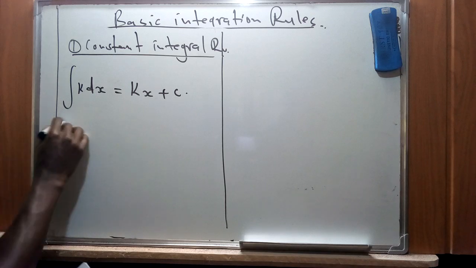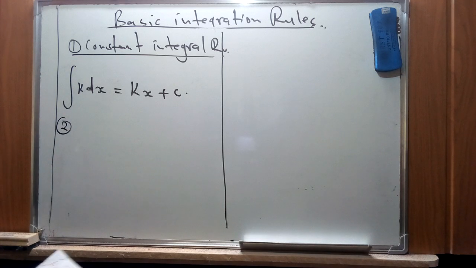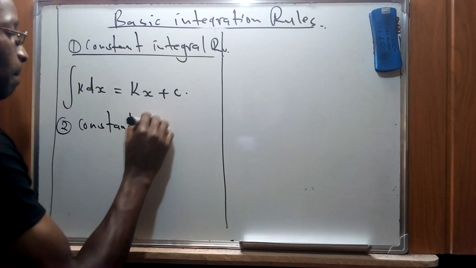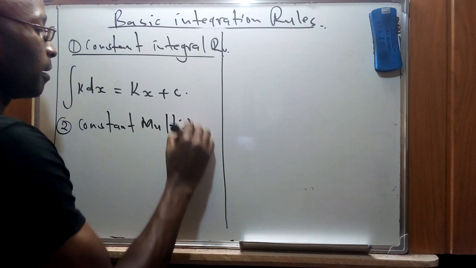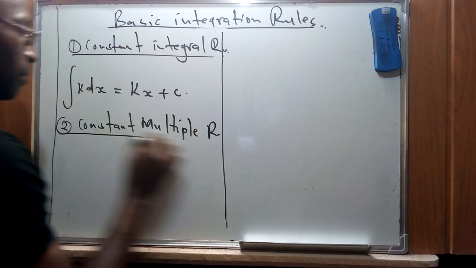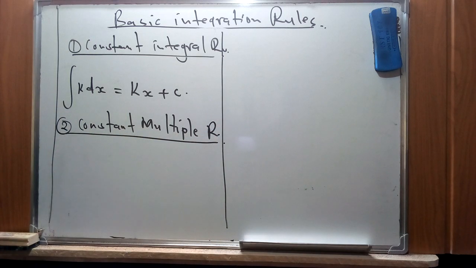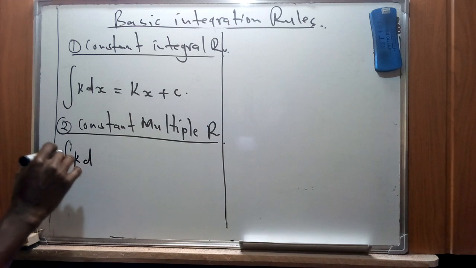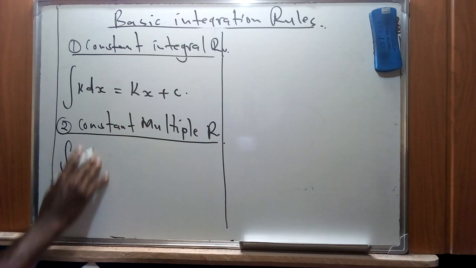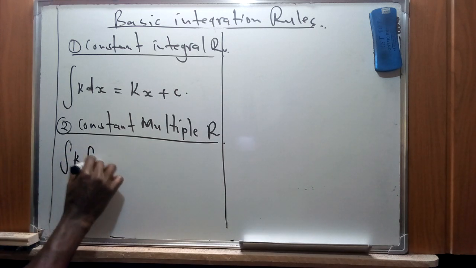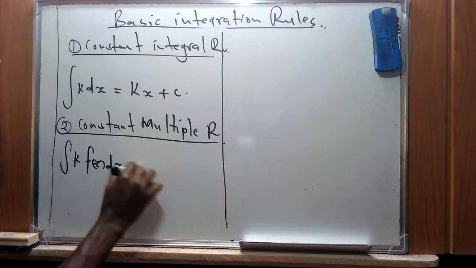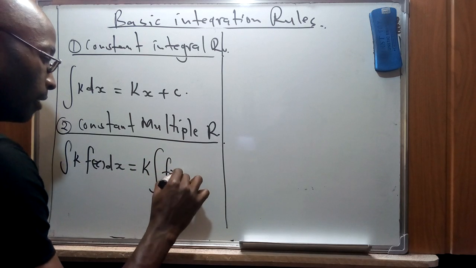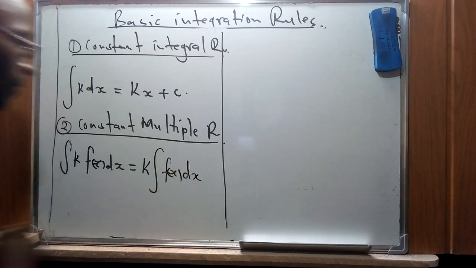And then there's a second rule, which is the constant multiple rule, R represents rule. This one states that the integral of k fx dx is given as k times the integral of fx dx.